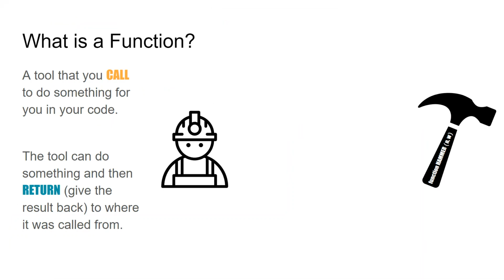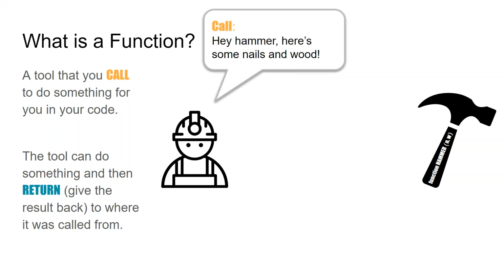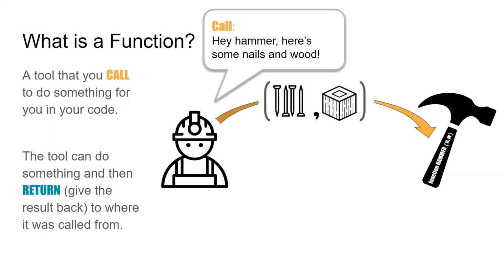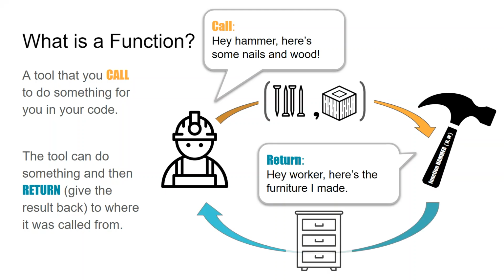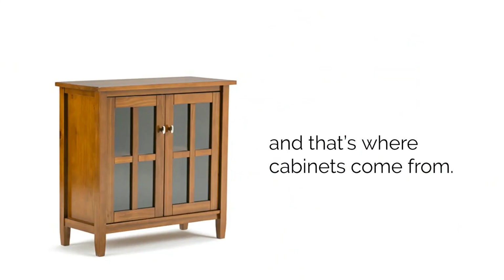For example, you could think of it as a tool that you call to do something for you. So if you have a worker with a hammer, and you think of the hammer as the function, the worker as the computer, the worker could say, hey hammer, here's some nails and wood, and then the hammer could say, oh, hey worker, here's the furniture I made with that stuff you gave me. And then they would be able to basically move on from there. And that is how cabinets come. That's where cabinets come from.